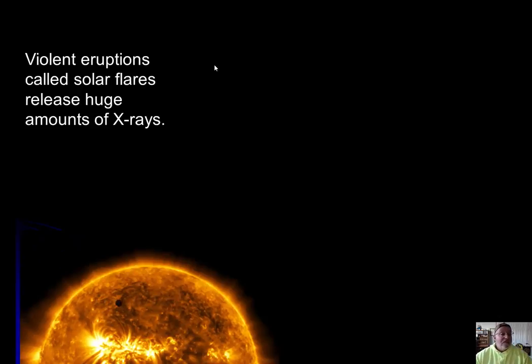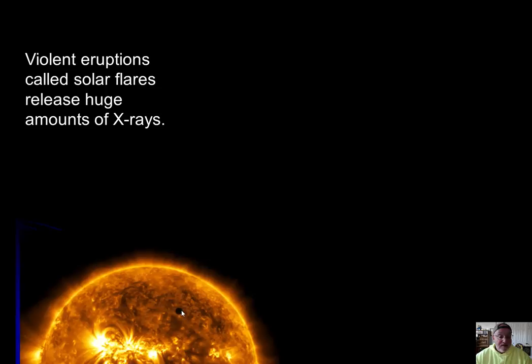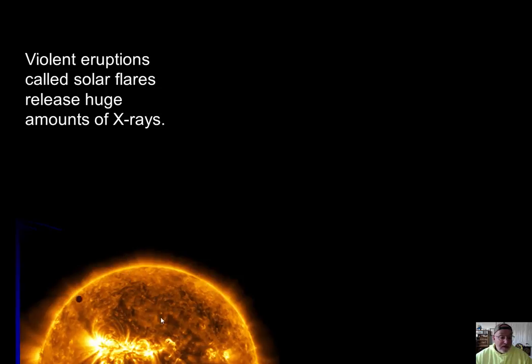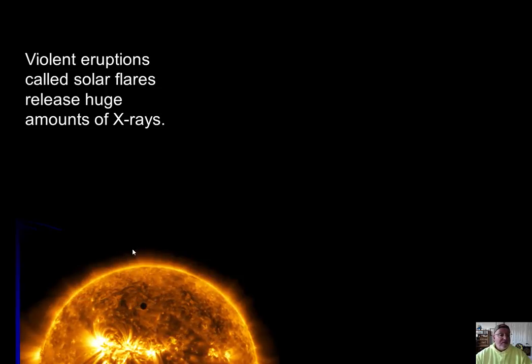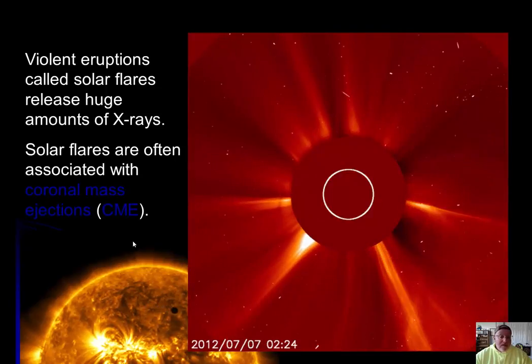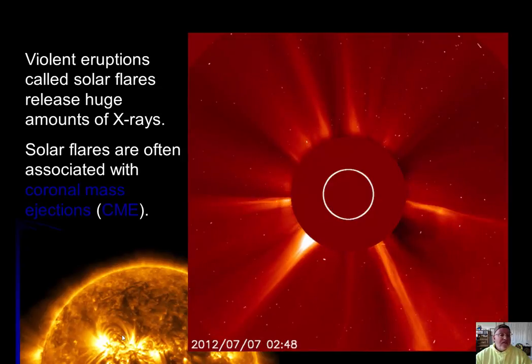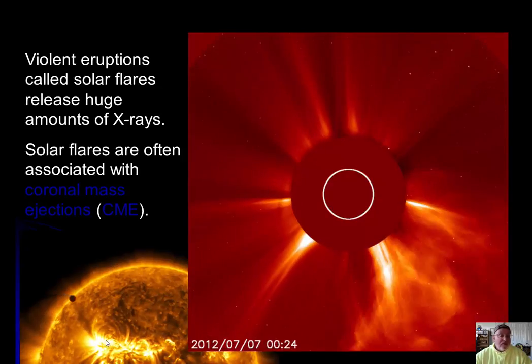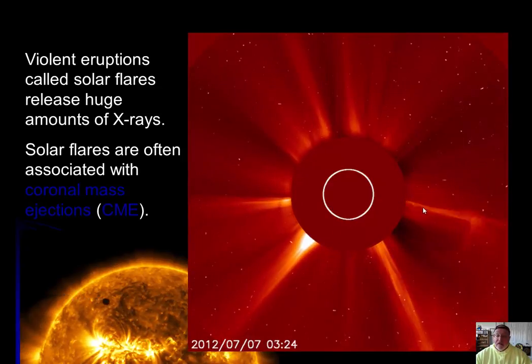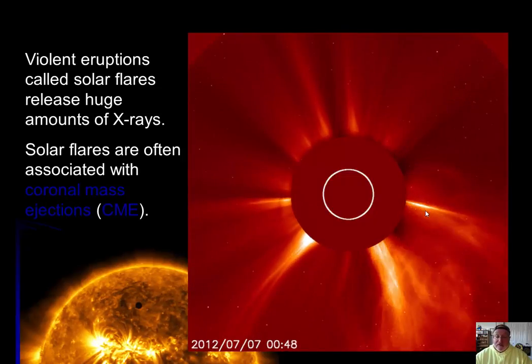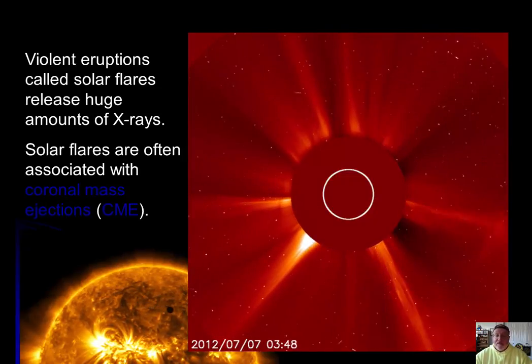Huge violent eruptions called solar flares produce X-rays. This is actually, I think, Mercury transiting across the surface of the sun. And you can see granulation, sunspots, and the prominence that they're creating. But it also produces solar flares, which can produce large amounts of material going off. And then we have what are called coronal mass ejections, or CMEs.